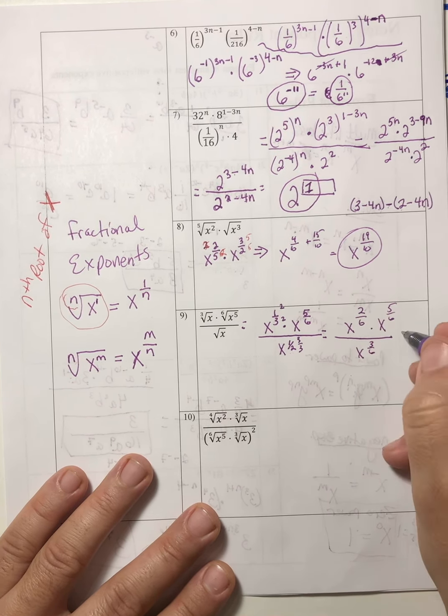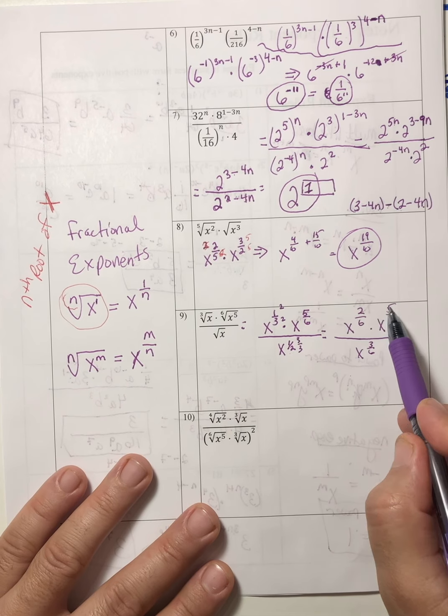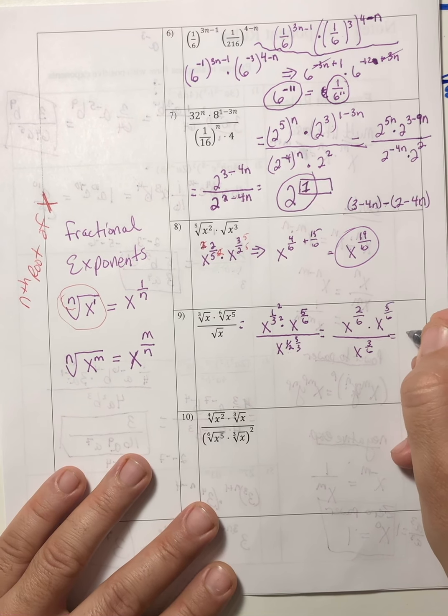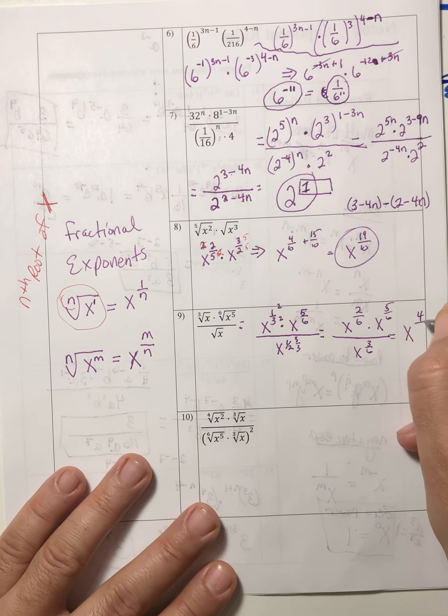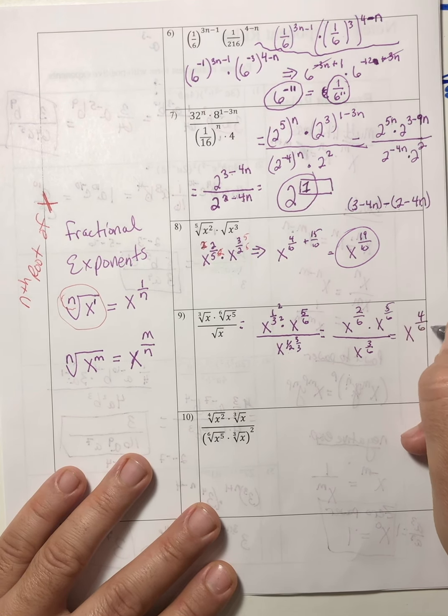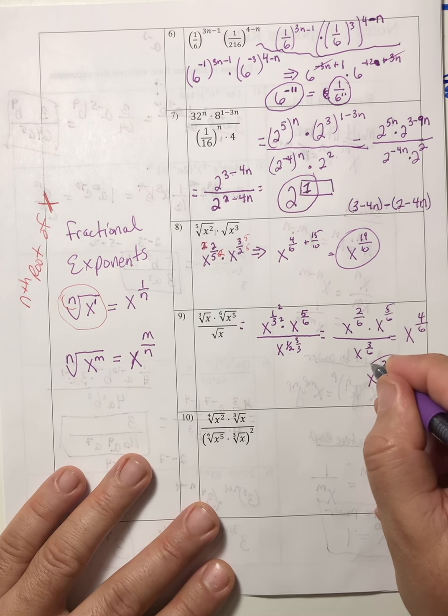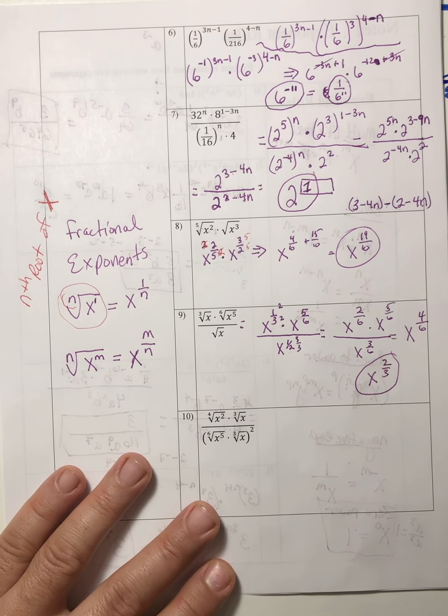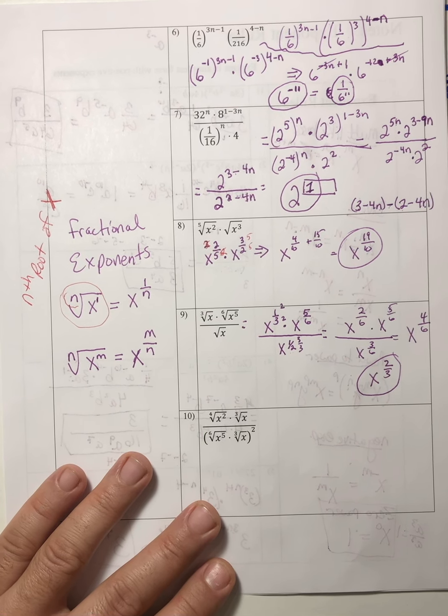So I'm going to add those up and then subtract 3. So that 2 and 5 is 7, minus 3 is 4. So I am looking at x to the 4 over 6, and then you're in pre-calculus, so that is x to the 2/3 when it's all said and done. Okay?